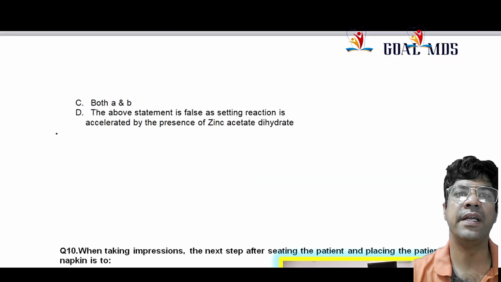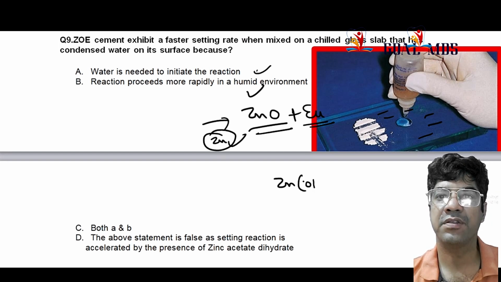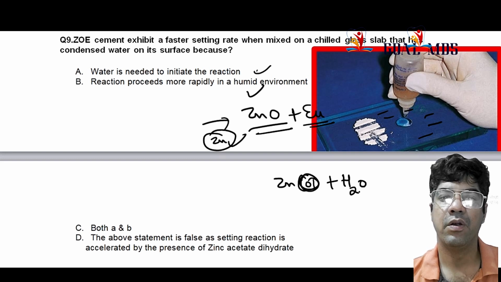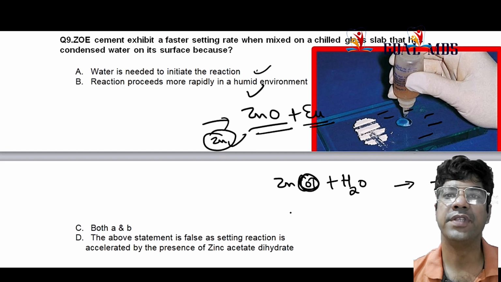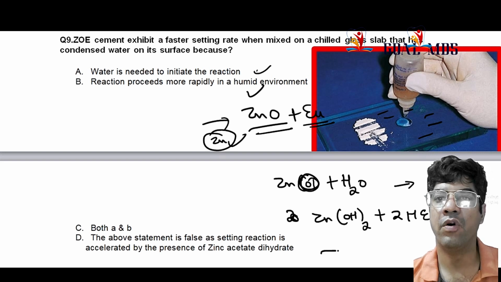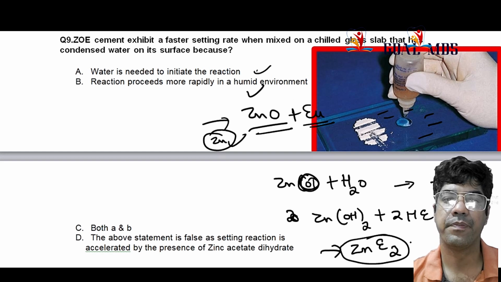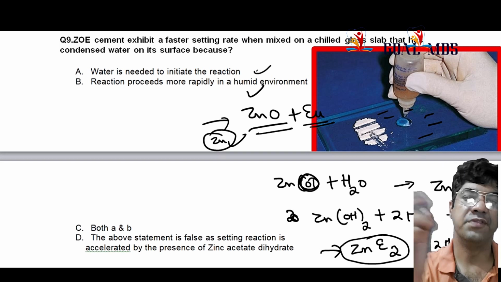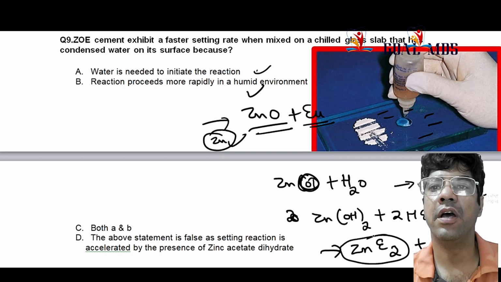So remember, the zinc oxide will react with water to form zinc hydroxide. So zinc hydroxide will react with eugenol to form zinc eugenolate plus water. So the set structure consists of particles of zinc oxide embedded in a matrix of zinc eugenolate.